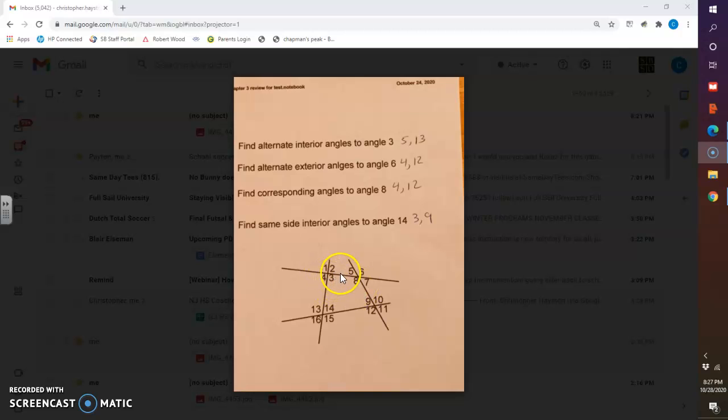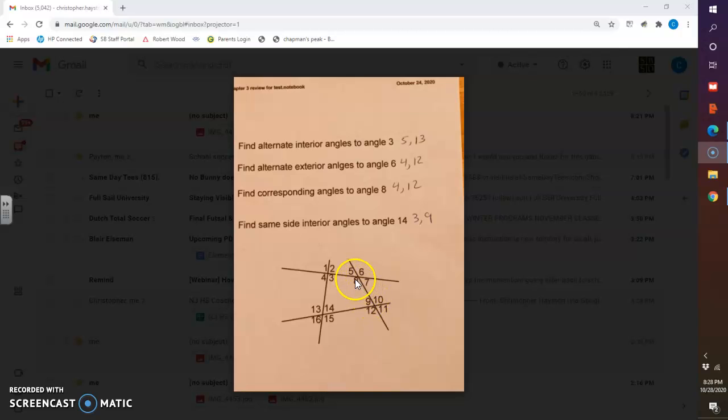For angle 3, the alternate interior are 5 and 13, inside the two lines and on opposite sides of the transversal. For angle 4, alternate exterior, for angle 6, alternate exterior is 4 and 12. Opposite sides of the transversal, outside the two lines.